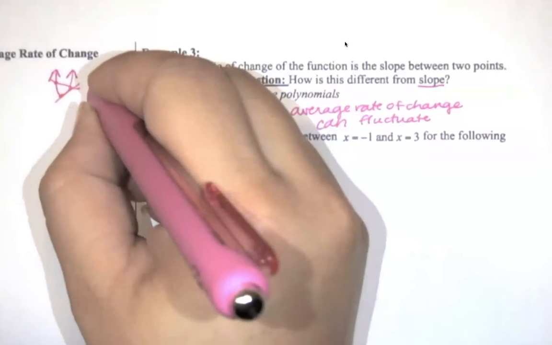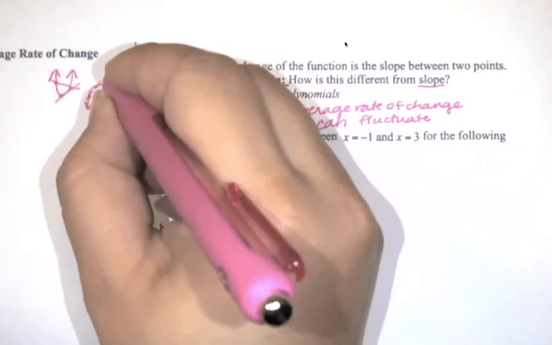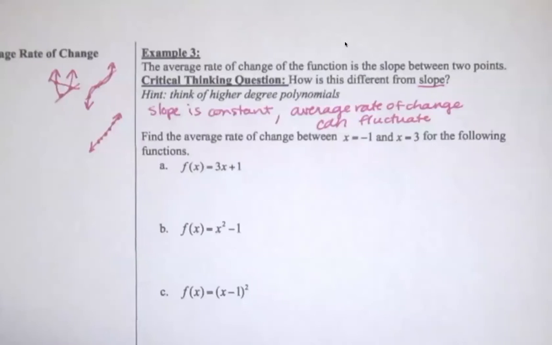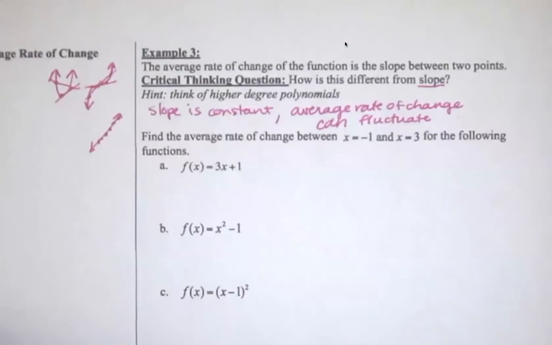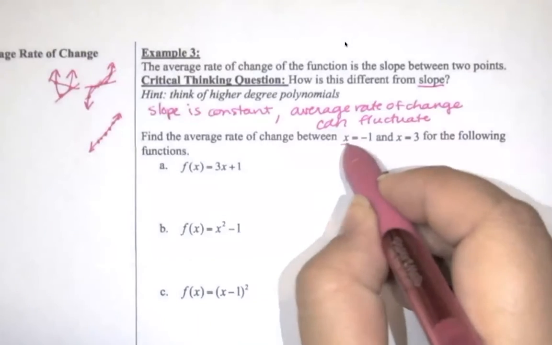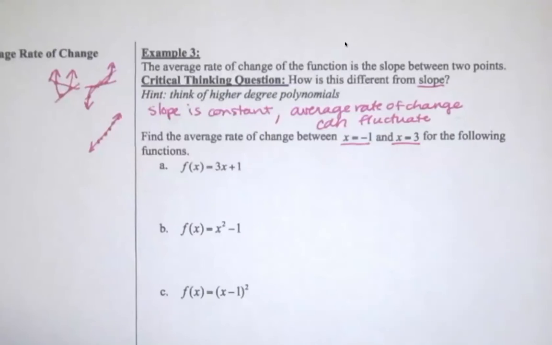And the same thing for our cubic function. Depending on the 2 points I choose, it could be the same slope, but it could also be a different slope between those 2 points. So what I want to do now is calculate average rate of change, see what that looks like. And the key is going to be looking at the 2 points that we're calculating the average rate of change between.